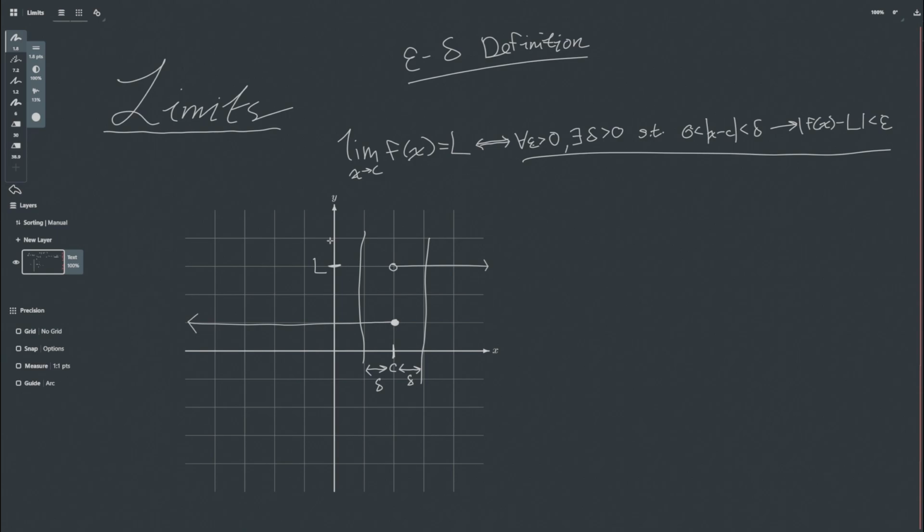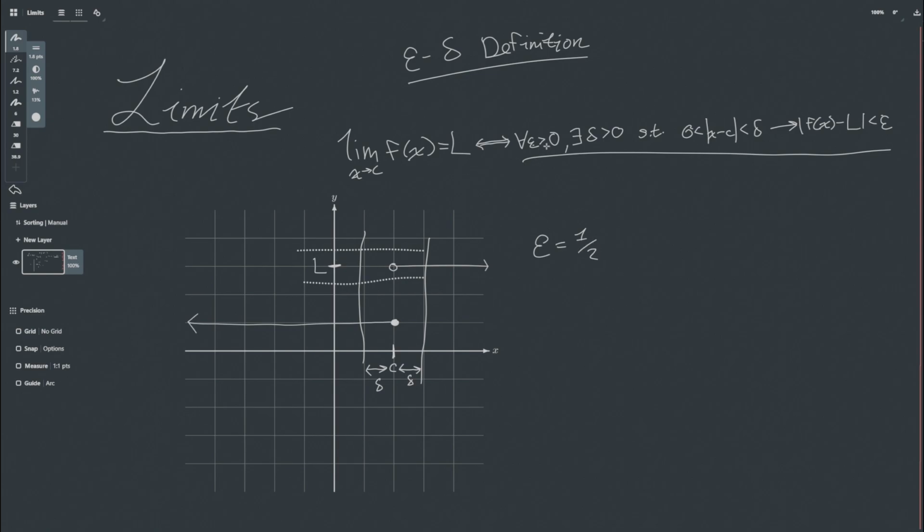So for all epsilon greater than 0 around L, so basically any range of y values around L, centered at L, and epsilon is our distance from the center L to the bounds on the top and bottom. Now say we have these two bounds right here. The distance from L to this upper bound is 1/2, and down here is 1/2. So in this case, epsilon equals 1/2.